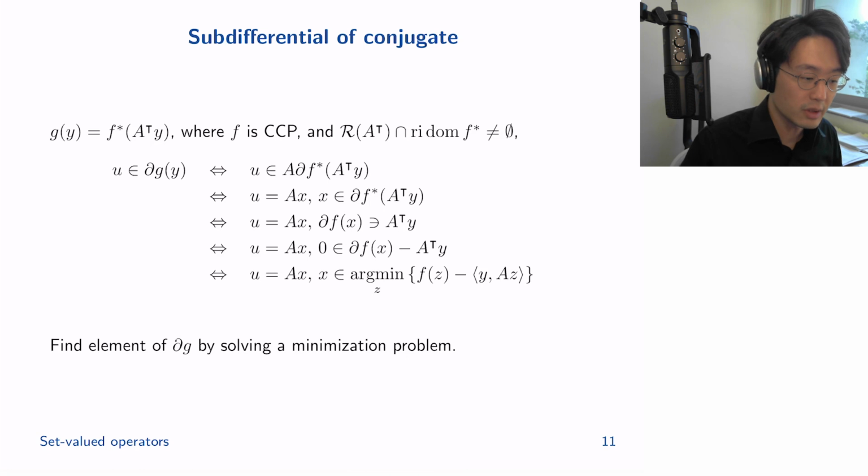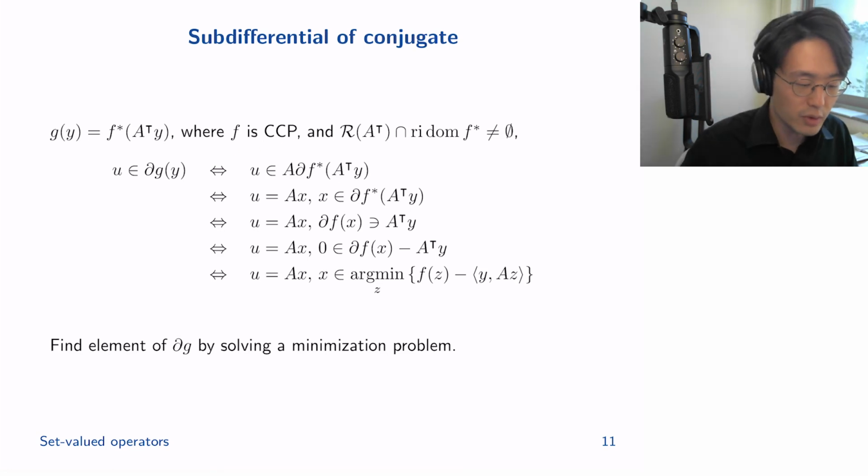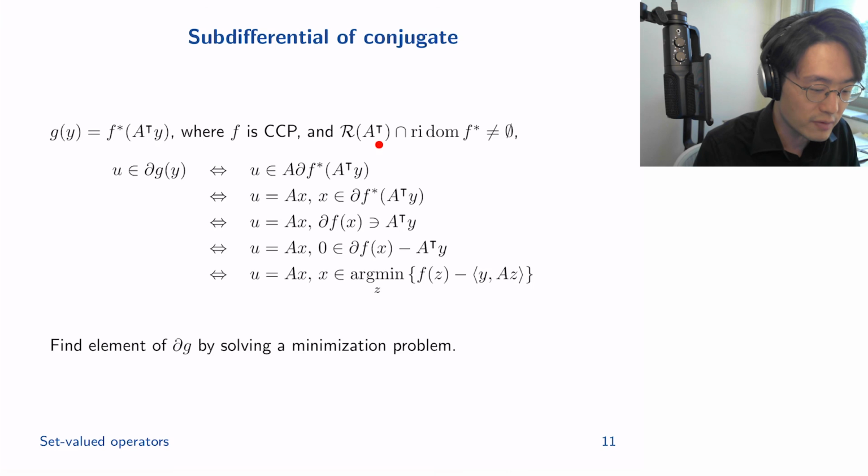Next, let's talk about how to evaluate the subdifferential of the conjugate function. Define the convex function g as a function of y as the convex conjugate f star composed with A transpose. Here we assume that f is a CCP function, and we furthermore assume the regularity condition that the range of A transpose intersects with the relative interior of the domain of f star.